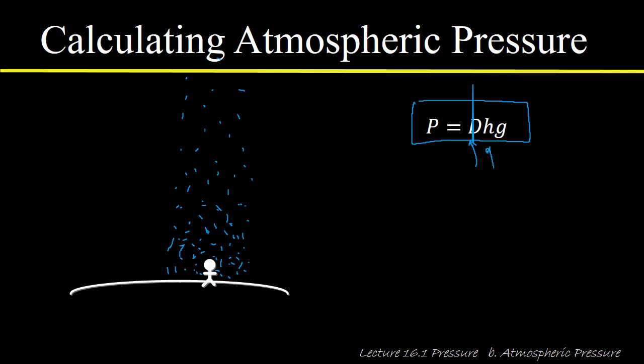The other problem is H, right? In order to use this equation, we have to measure the distance from this person up to the surface of the fluid. But the atmosphere doesn't really have a surface at the top. It just kind of goes up and keeps getting thinner and thinner until it gradually fades away into nothingness, right? So there really is no H that we can use. We can still use this equation. It's still going to help us a little bit, but we can't use it to directly measure the pressure of the atmosphere. We need to come up with an indirect way of doing that.